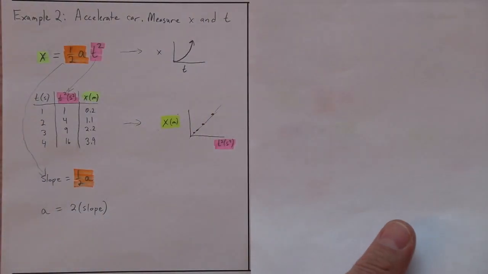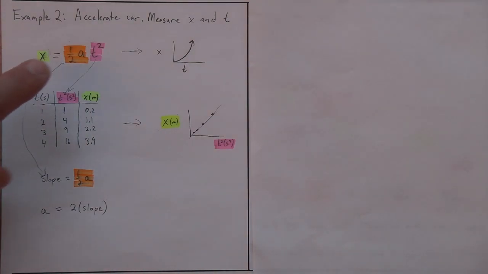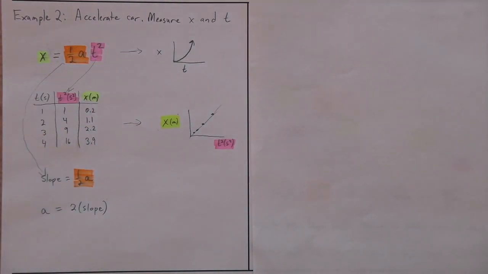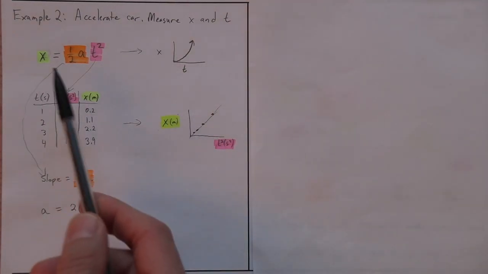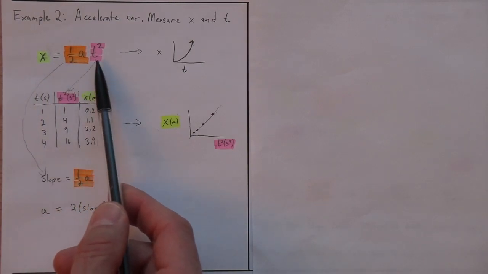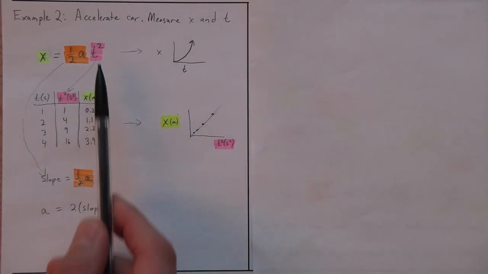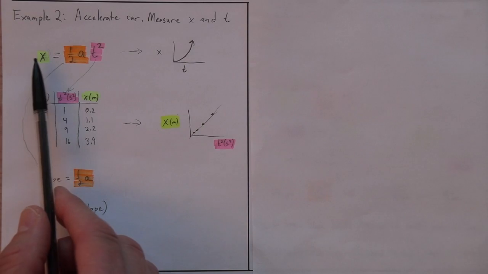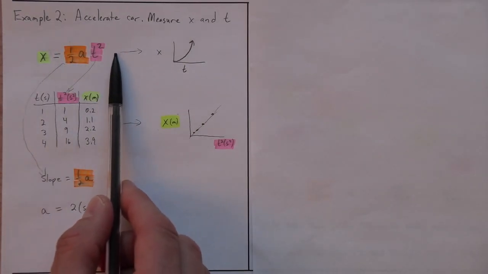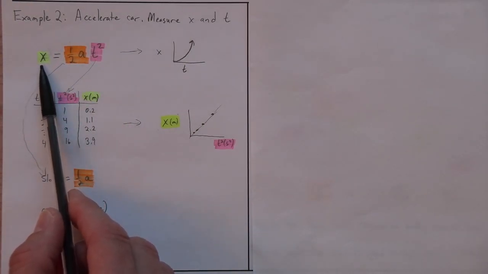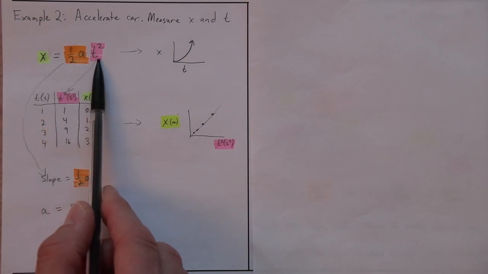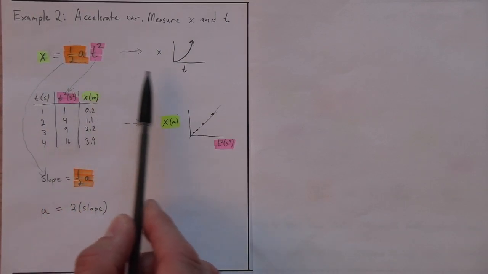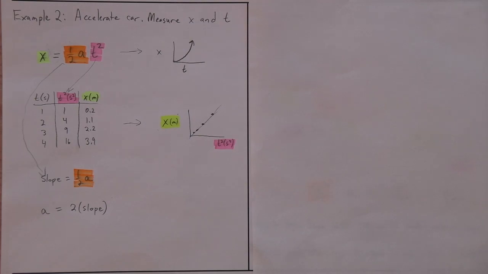Okay, so let's suppose we got another example where we accelerate a car and we measure the x coordinates and the time. As the car is going down, it's getting faster and faster and going further and further as time goes on. If you look at x equals 1/2 a t squared, which is the theoretical relationship between time and x as something's accelerating, that's a parabola because of the t squared.